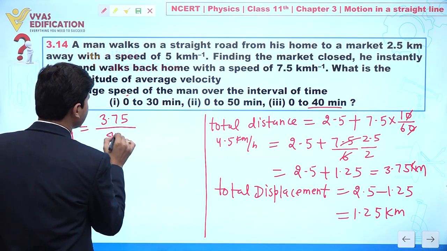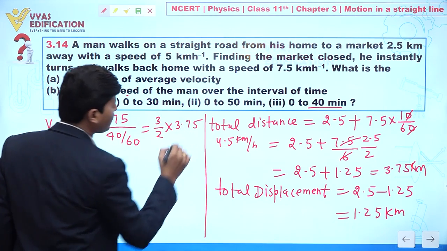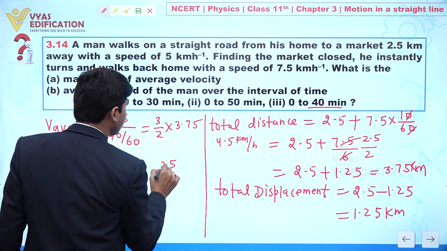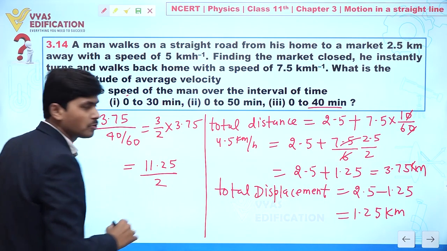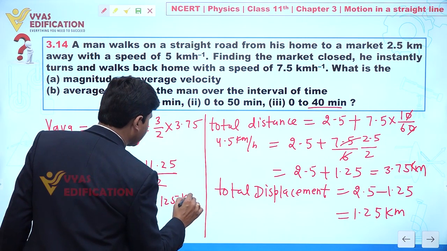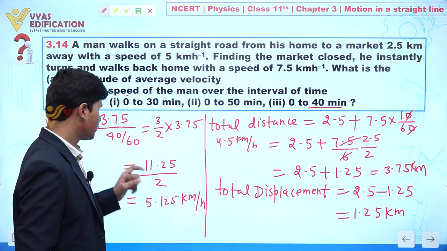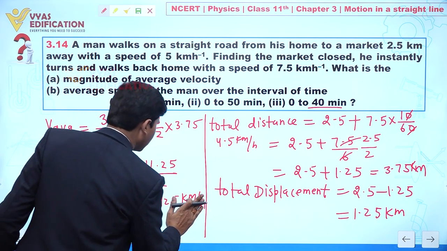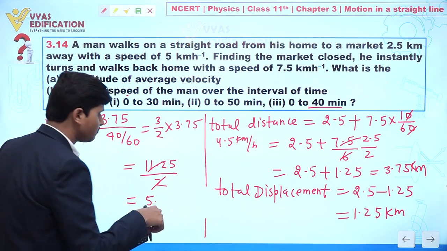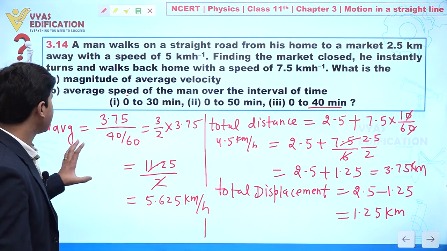Clear? So we can write this as 40 by 60, or you can say 3 by 2 multiplied by 3.75. Clear to you? So if you multiply, we get 11 divided by 2. Clear? So from here we can say this is 5.625, and this is kilometer per hour. Yes or no? So this is the value of the average speed.